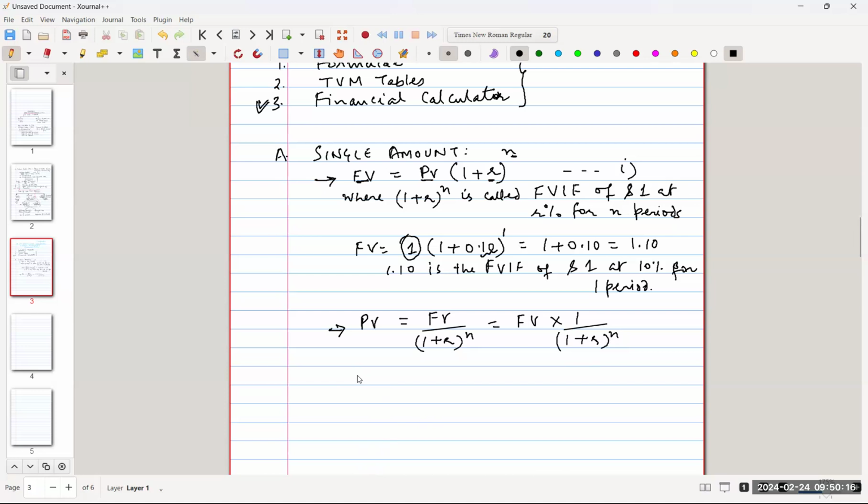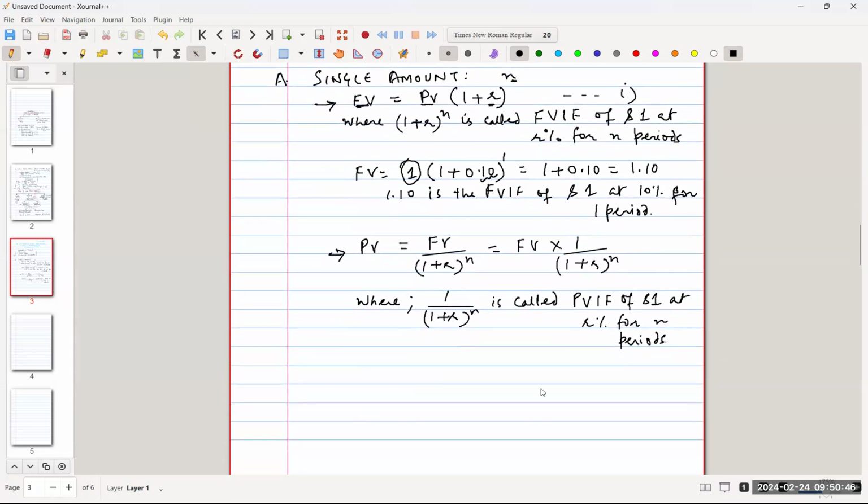right? Where 1 over (1 plus R) to the power of N is called the present value interest factor of $1 at R% for N periods. Right? You will interrupt and ask, please, if there is an issue somewhere.